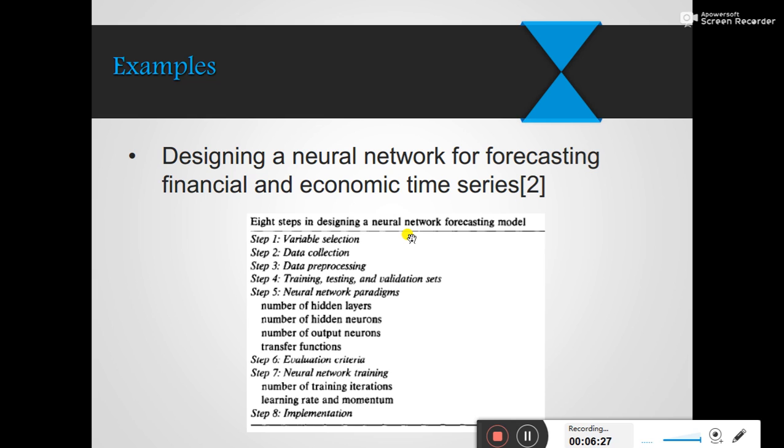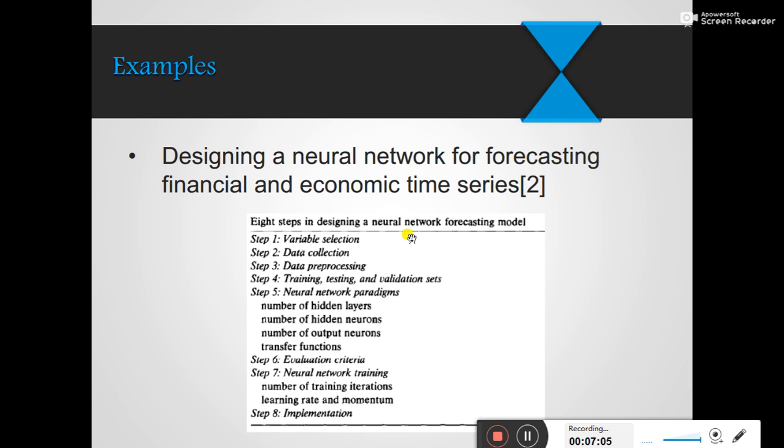Then in step 3 you need to pre-process the data. You might need to remove the noise, remove the null values, add the missing values, or normalize the data. Things like those need to be carried out in the pre-processing step so that the data can be easily deployed in the neural network architecture for proper analysis. Then in step 4 you need to go for training, testing and validation sets.